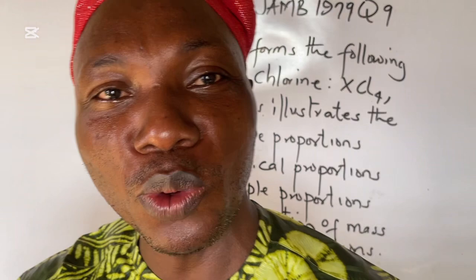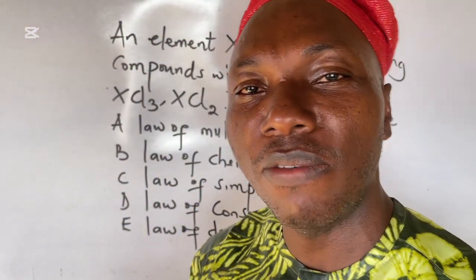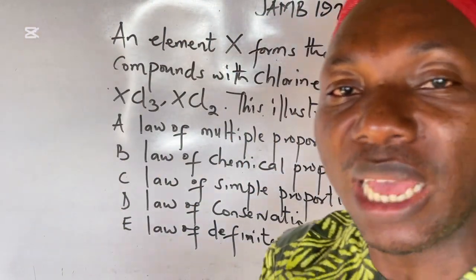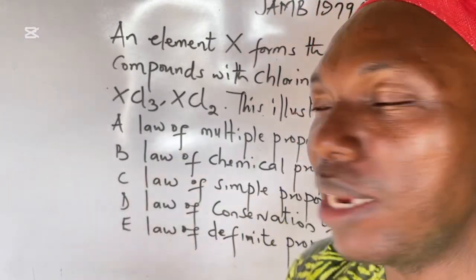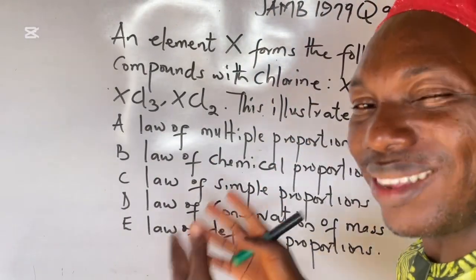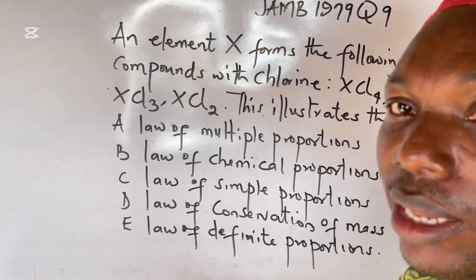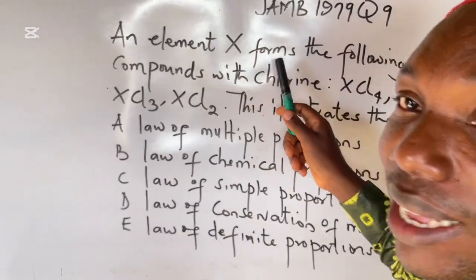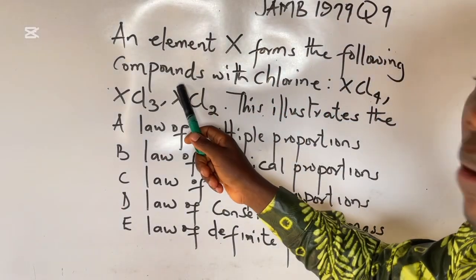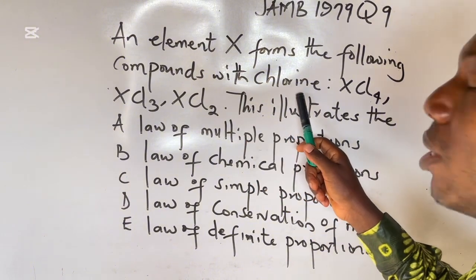Friends, we still want to solve more questions on laws of chemical combination by examining this question on the board. This is a practical question on the laws of chemical combination. Look at the question. An element X forms the following compounds with chlorine.